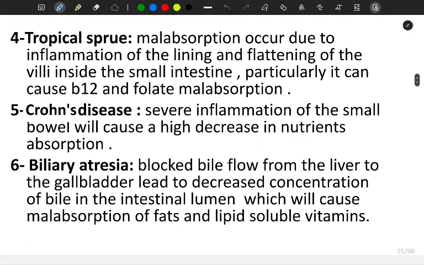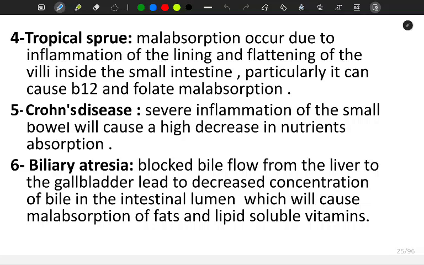Tropical sprue, malabsorption, in those who live in tropical areas. Sometimes they don't find an infectious agent. It creates an infection, so sometimes we don't believe in that. But it occurs in the same groups.